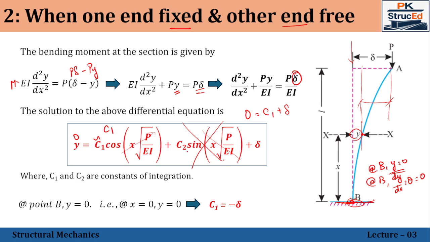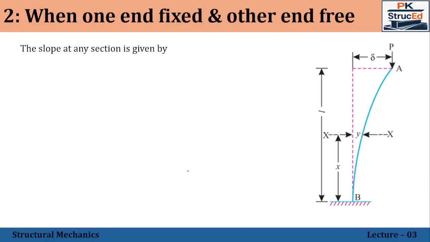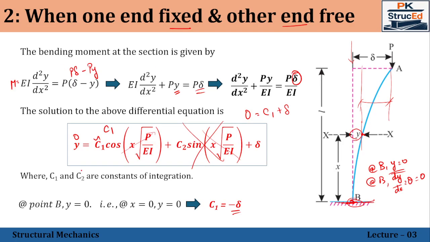Next, I need to find the c2. Now, the entire equation is available. In the previous case, we got c1 is equal to 0. For applying the second boundary condition, we eliminated this one because c1 was 0. But in this case, c1 is available. So the entire equation has to be taken into account for the second boundary condition. That is the slope at any section to be found. So slope in the sense, this is the deflection equation. So slope has to be found. That is dy by dx.